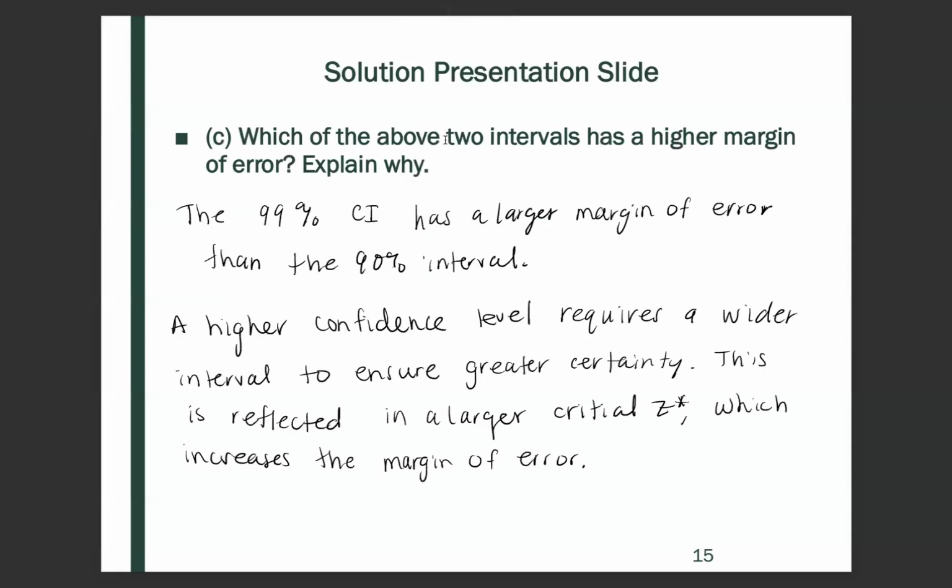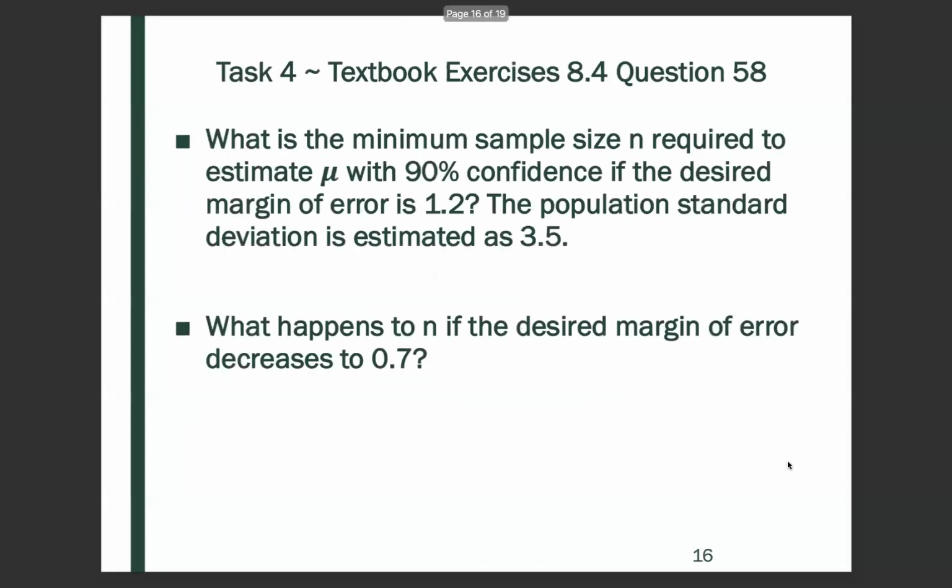And so which interval has a higher margin of error? Well, the 99% confidence interval has a larger margin of error than the 90% interval. A higher confidence level requires a wider interval to ensure greater certainty. And this is reflected in a larger critical z-star value, which increases the margin of error.